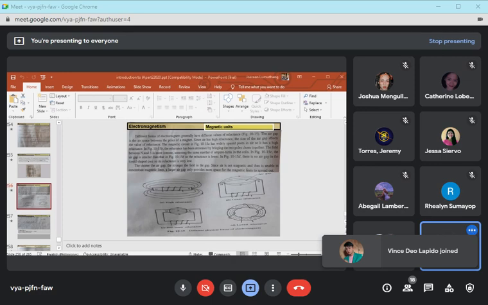For figure C, the air gap is smaller, so the reluctance is still lower. But in figure D, there is the lowest reluctance because there is no air gap in this toroid-shaped core. That is why figure D has the lowest reluctance.